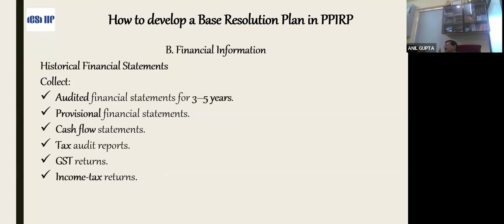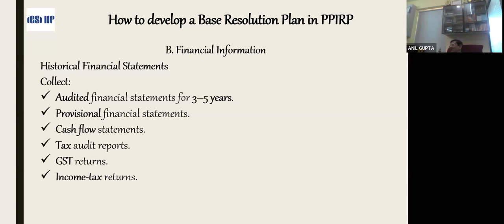Now, chapter 2, financial information. In this chapter, you have to get the financial information to prepare chapter 2. What is that? Historical financial statements. Collect audited financial statements for the last 3 to 5 years and put them in after chapter 2.